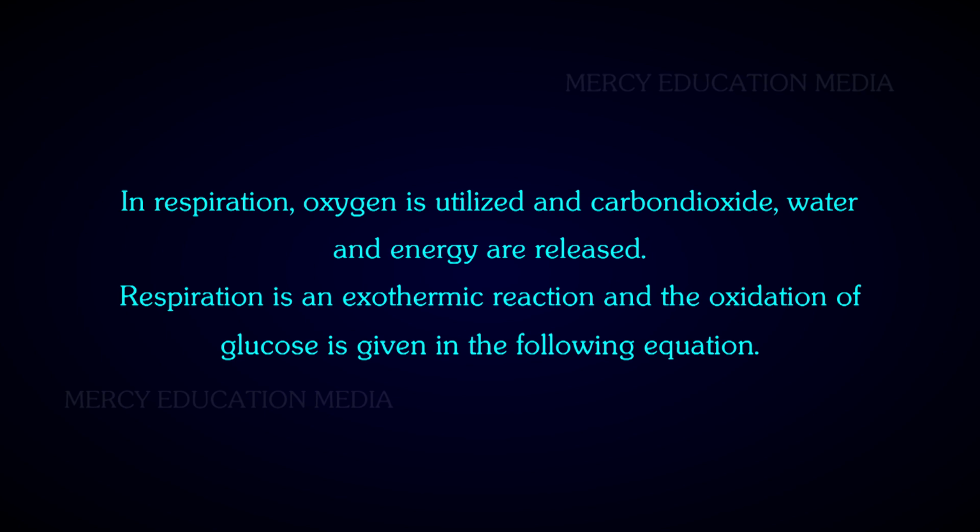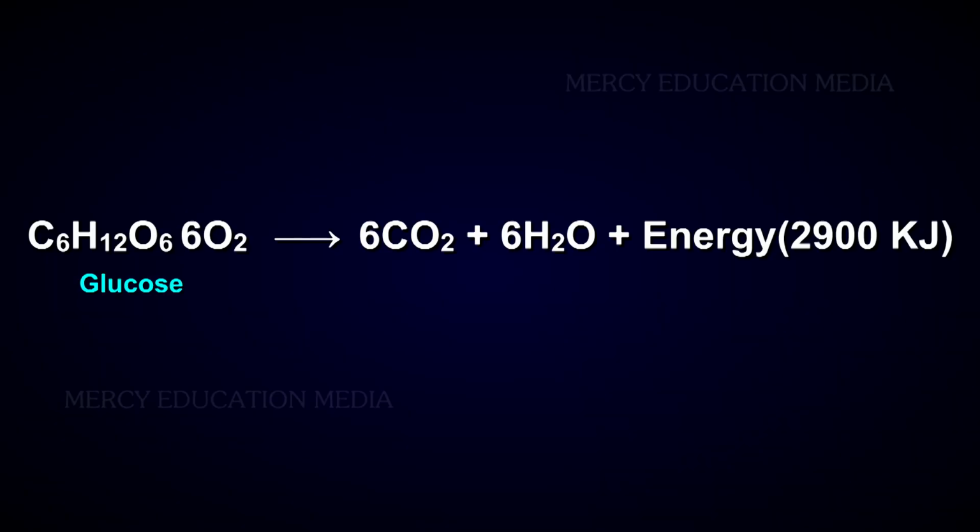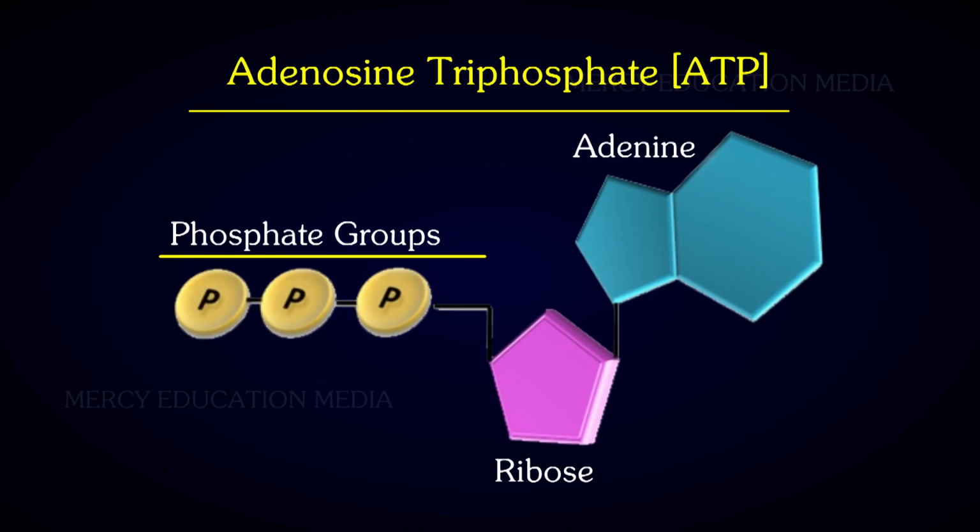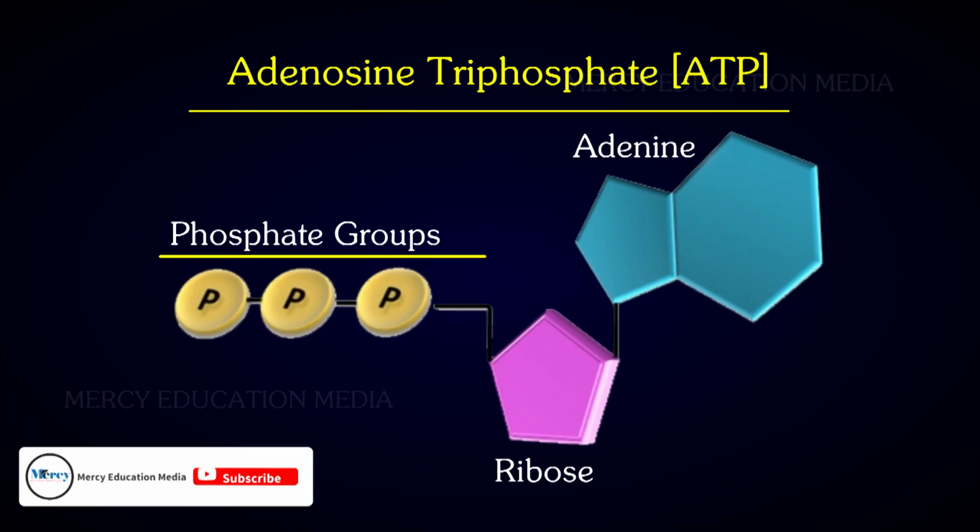Respiration is an exothermic reaction and the oxidation of glucose is given in the following equation. Glucose when oxidized gives carbon dioxide plus water plus energy, 2900 kilojoules. The energy released during this process is transformed into usable form of energy as adenosine triphosphate.